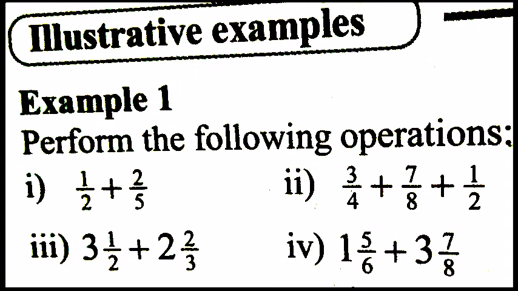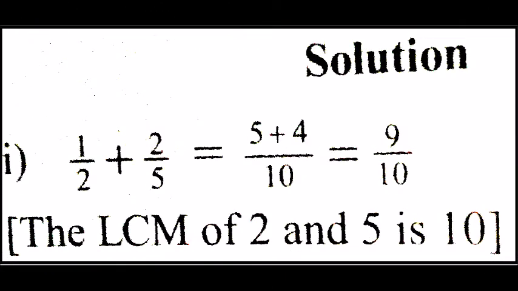Example 1. Perform the following operations as have been given. Let's try to solve some, then you will do the rest on your own. Now let's look at the first one. Solution: 1 over 2 plus 2 over 5 is equal to 5 plus 4 all divided by 10. The LCM for 2 and 5 is 10. That's why I've written 10. Then 5 plus 4 is equal to 9 over 10.